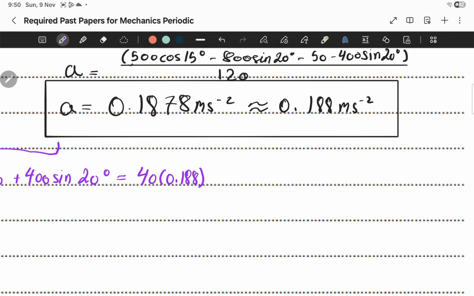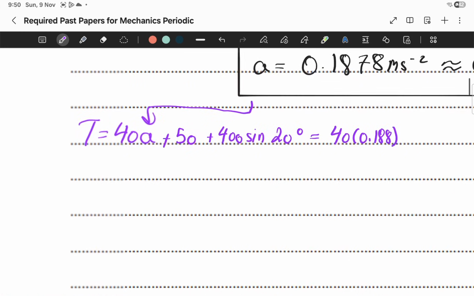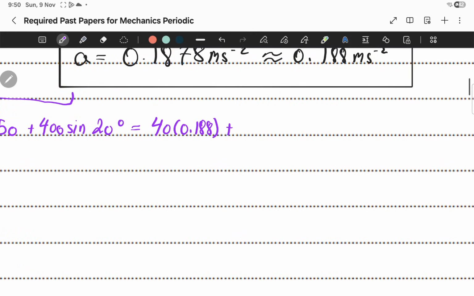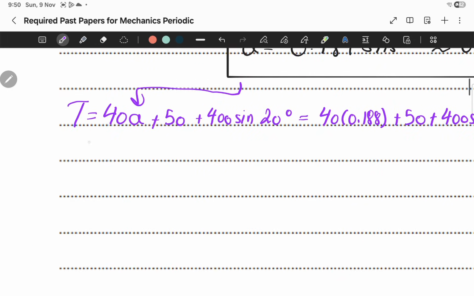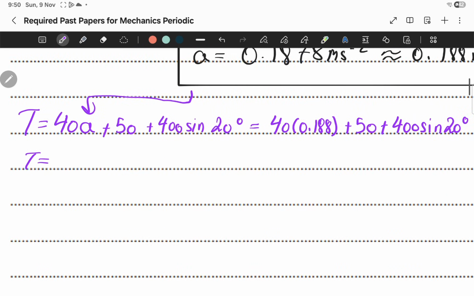But on the calculator, you know how you have the answer button? Since you found the acceleration last, it'll be saved on your calculator as answer. So you're going to do 40 times answer to get the exact value, plus 50 plus 400 sine 20 degrees. Since we made this way too long, let's just write here, tension is equal to 40 times answer plus 50 plus 400 sine 20 degrees. That gives 194.3, which is the correct answer.